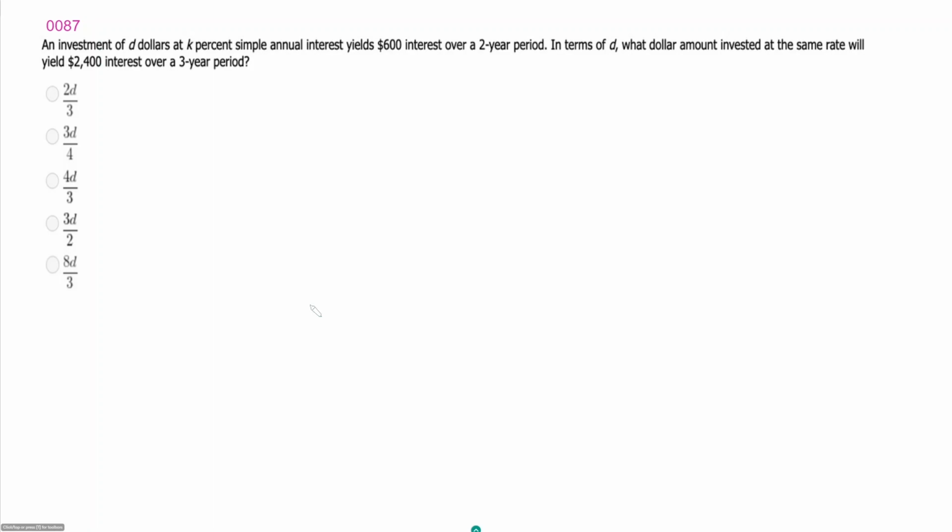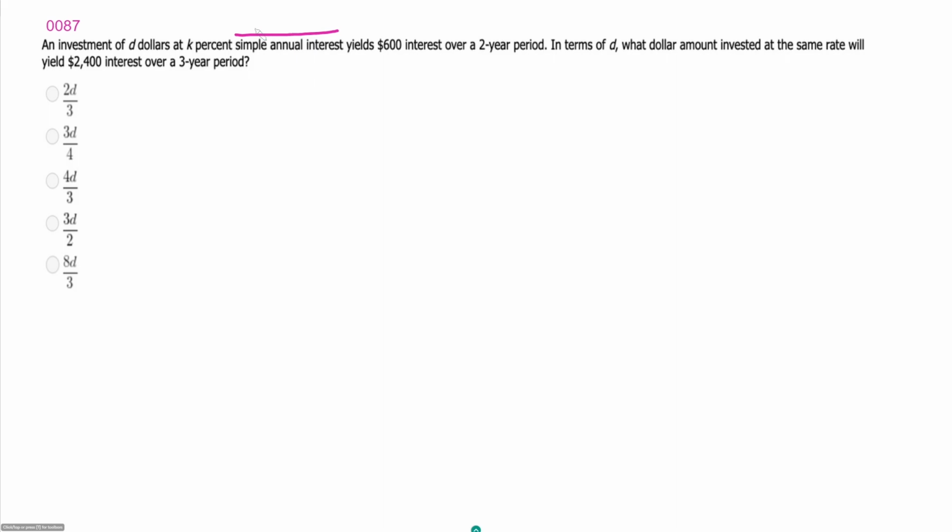An investment of D dollars at K percent simple annual interest yields $600 interest over a 2-year period. In terms of D, what dollar amount invested at the same rate will yield $2,400 interest over a 3-year period? This sounds like a bit of a complicated question. One good thing is we are talking about simple interest.